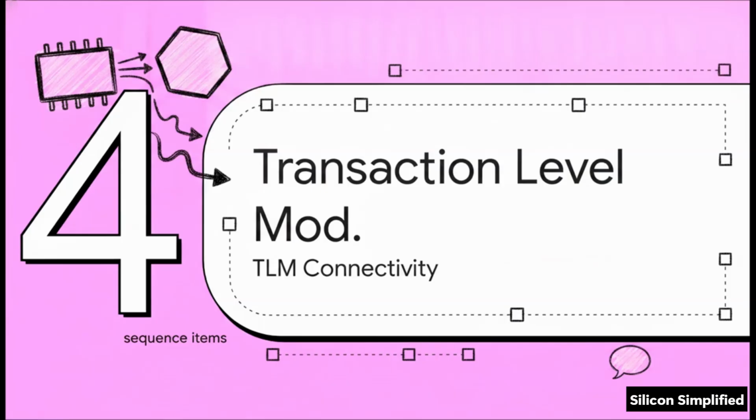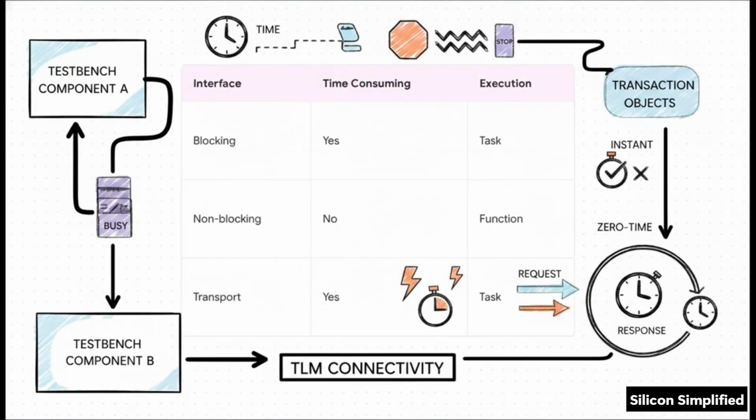Which brings us to Section 4, Transaction-Level Modeling. These structural components we've just built need a standardized way to actually hand off these sequence items. They need to talk to each other. And that brings us to TLM. TLM is all about connectivity between your testbench components. Instead of wiring up hundreds of individual signals, we just pass whole transaction objects using these interfaces.